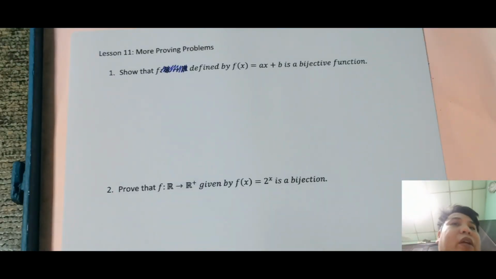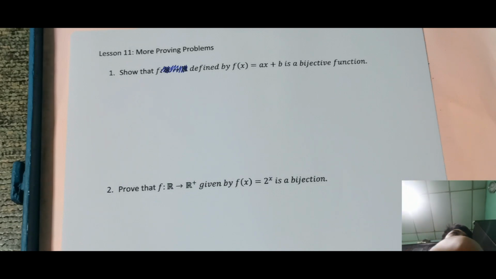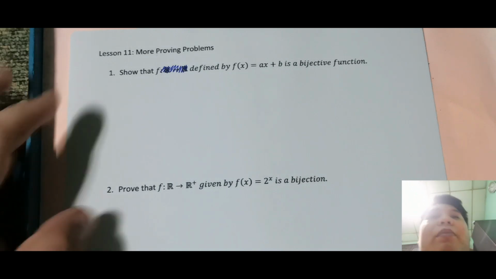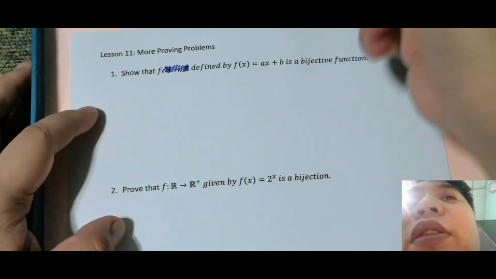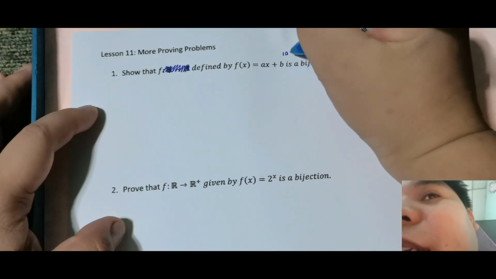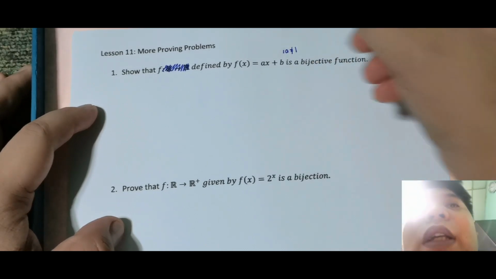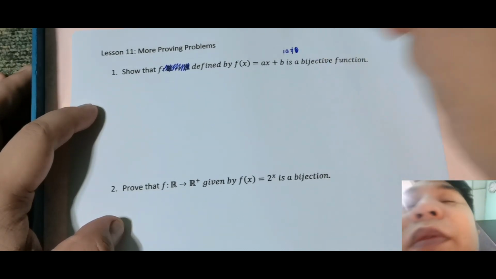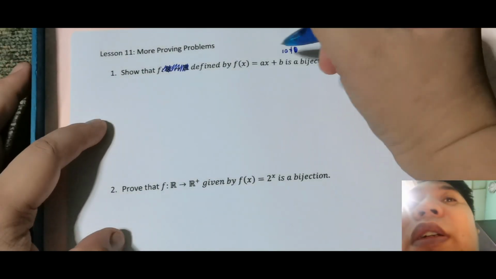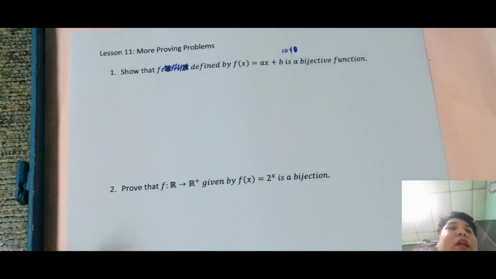Hindi natin alam yung domain. So, parang ang domain niya si A to B. Ganun lang kasimple. Yung kanyang domain, ang domain lang niya is domain of F, tapos meron siyang codomain of F. Yun lang. Then define f of x equal to ax plus b. Tapos konting condition where a is not equal to 0. Okay. And a is not equal to 0. Dinagdag ko lang yan. Okay. F of x equal to ax plus b is a bijective function.